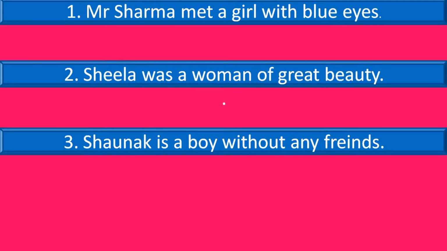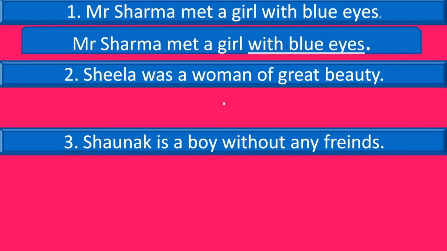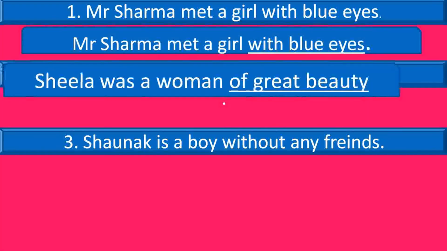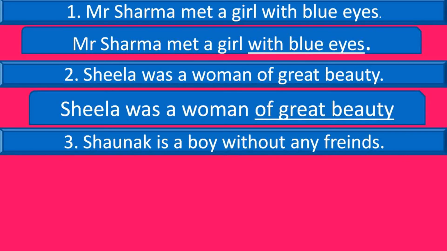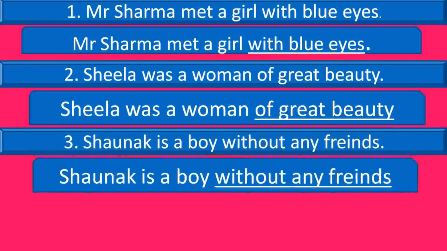Mr. Sharma met a girl with blue eyes. Answer is with blue eyes. Sheila was a woman of great beauty. Answer is of great beauty. Sonak is a boy without any friends. Answer is without any friends.